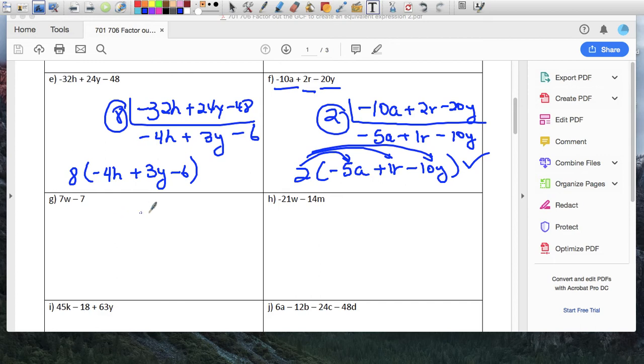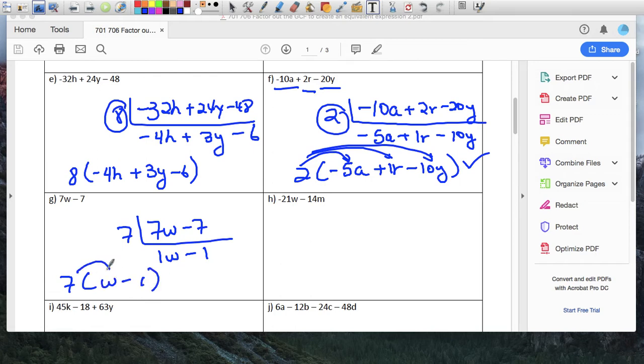7w minus 7. I'm going to pull out the 7. 7 goes into 7 one time. And 7 goes into 7 1. So we're done. We can write 1w or just w minus 1. 7 times w is 7w. 7 times 1 is just 7. So this also checks.